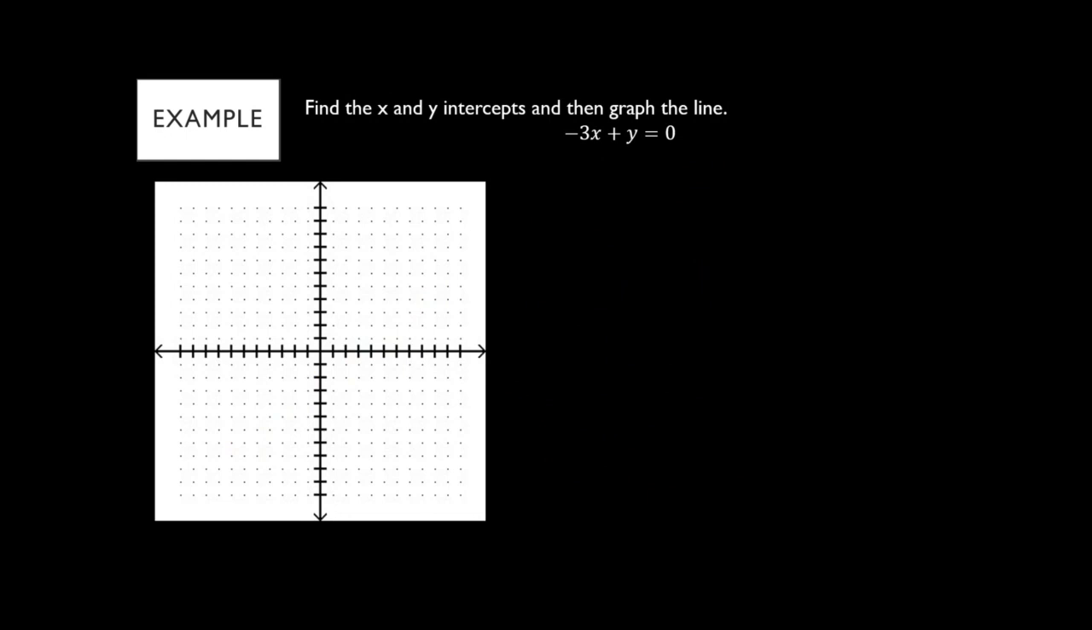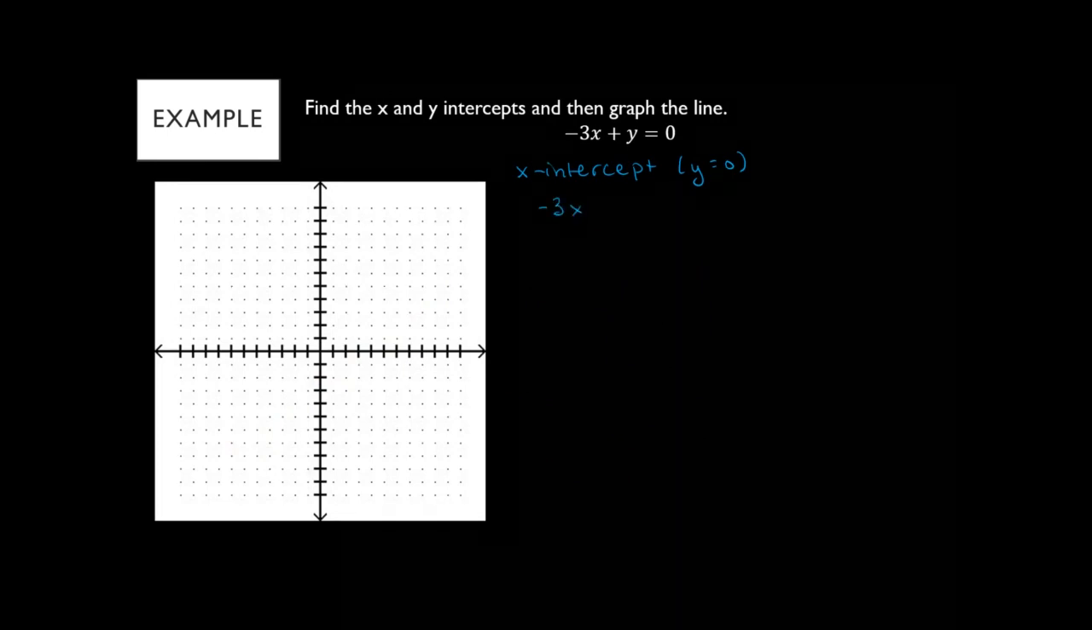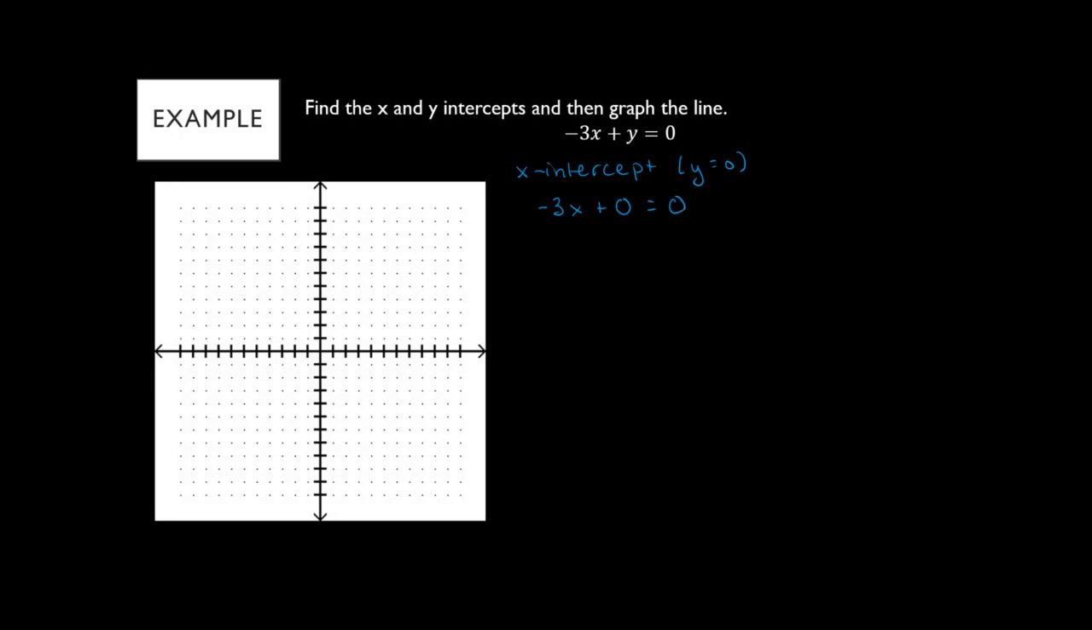Let's do this one. So we're finding the x and y intercepts, and we've got -3x plus y equals 0. So same thing as what we've been doing. We find the x-intercept first, which is where y is equal to 0. So -3x plus 0 equals 0. When you replace y with 0, it's just 0. And so this gives us -3x equals 0.